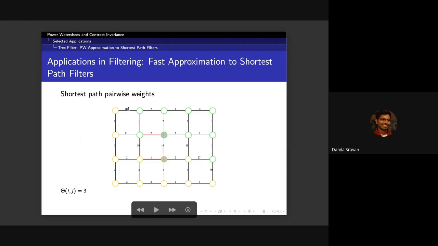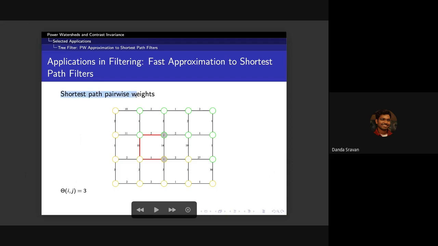So the weights that I have here are some kind of dissimilarities. Here you can see that there are two colors of the nodes, one is yellow and the other is green. You can think of these green colored pixels as pixels of one object, and the yellow as the other. As you can see, the weights connecting different objects are high. So these are kind of dissimilarity measures.